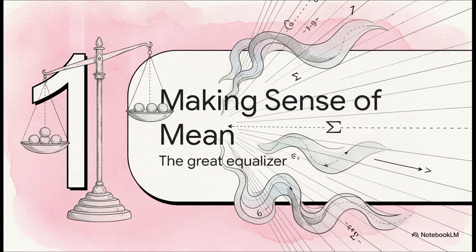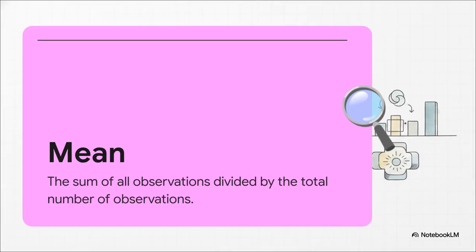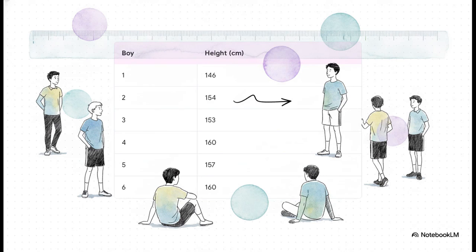All right, starting off with Section 1, Making Sense of Mean. You can think of the arithmetic mean as the great equalizer of data. It is all about achieving perfect mathematical balance. And the formula? It's super simple. The mean, which you'll often see written as an X with a little bar over it, is just the sum of all your observations divided by the total number of observations. Oh, and just a quick heads up, mean, arithmetic mean, and average literally mean the exact same thing here. Totally interchangeable.